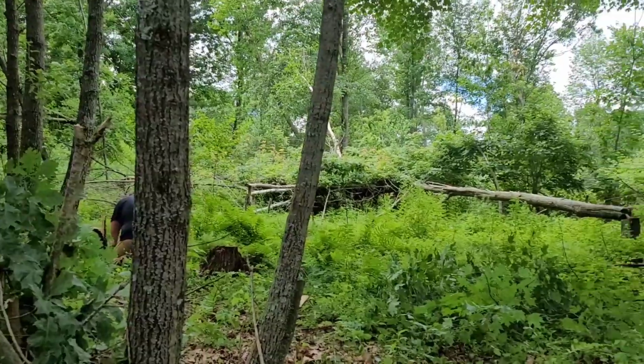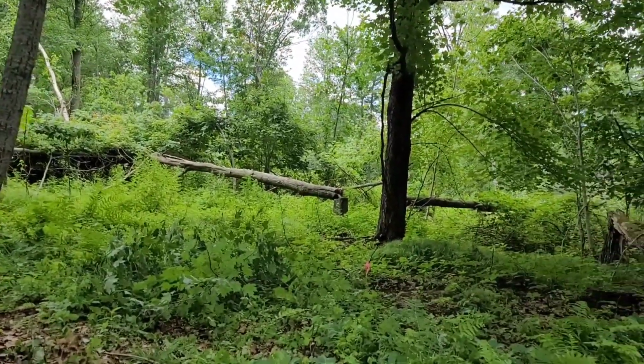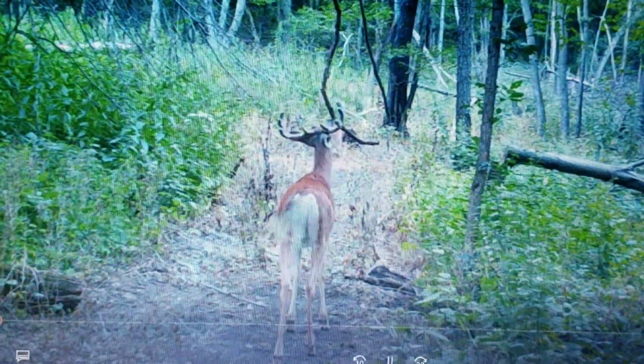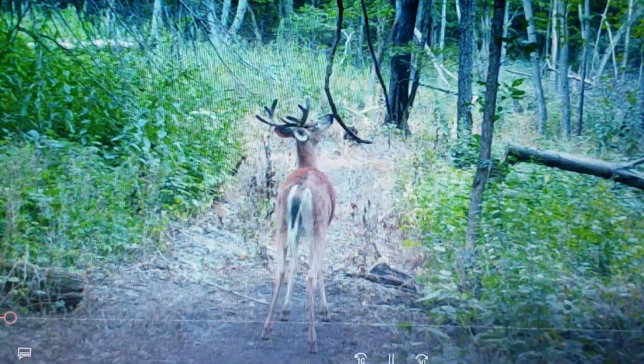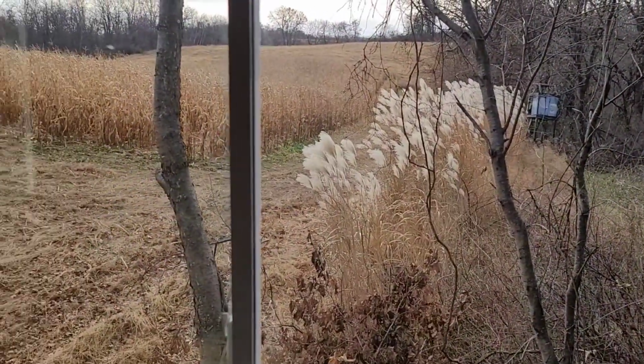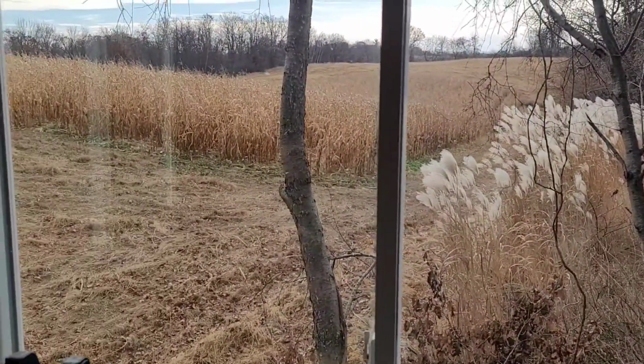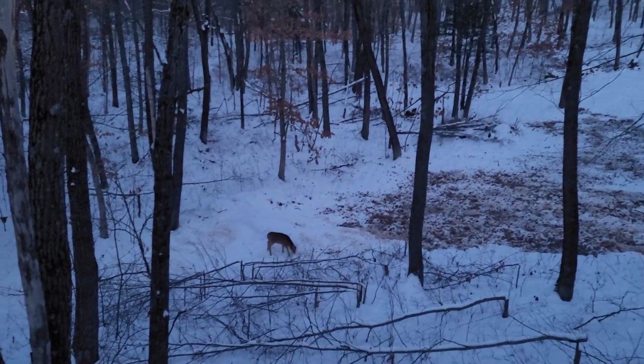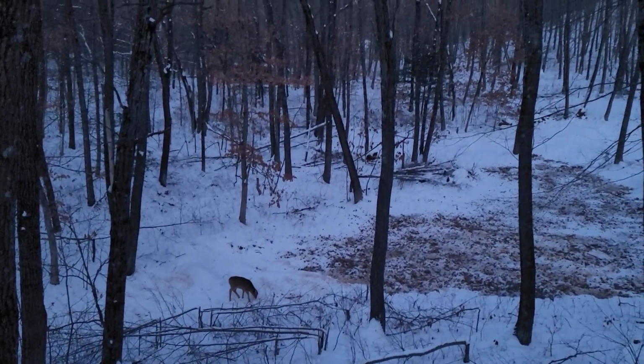And what time of the year are these stands good for? Is it an early season stand only? A mid-season, that rut season stand? What time of the year? Late season only? There's all kinds of different factors that you have to look at. Wind direction.